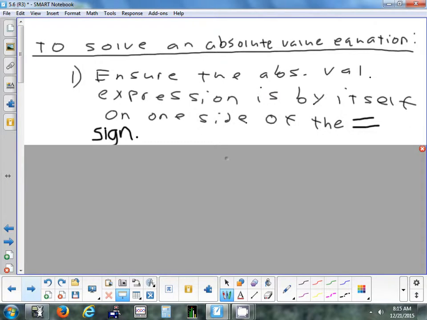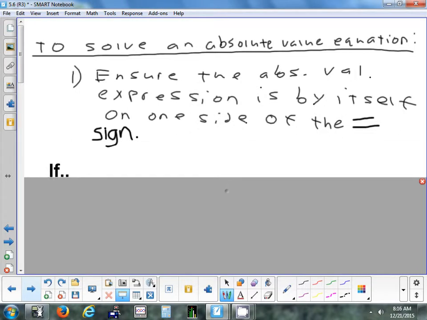There are really 2 steps to solving an absolute value equation. It's a little wordy to explain, but it's a lot easier once you just do it and see what's going on. The first thing ties in with what Logan said: we have to make sure our absolute value expression is by itself on one side of the equal sign. What do we mean by absolute value expression? We mean the stuff inside the bars.